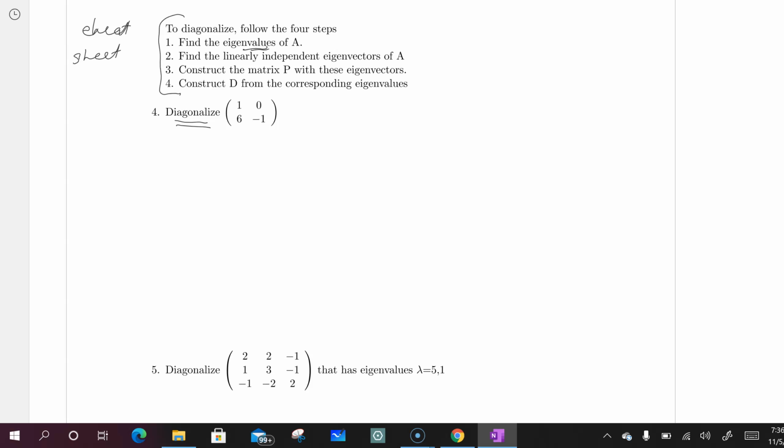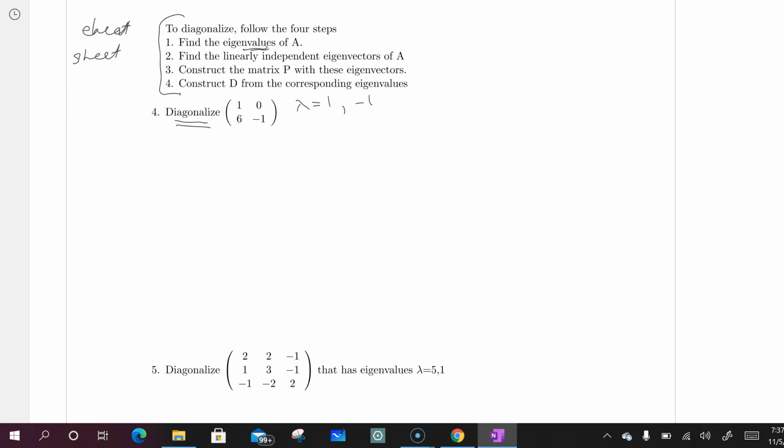First, I need to know what the eigenvalues are. So you need the characteristic polynomial, determinant equals 0, but can you notice this is a triangular matrix, right? It's got a triangle of zeros, just the 1, 0. So I can easily pick out that the eigenvalues are 1 and negative 1, the diagonal entries. So this is kind of an easy one. This one is not so much.